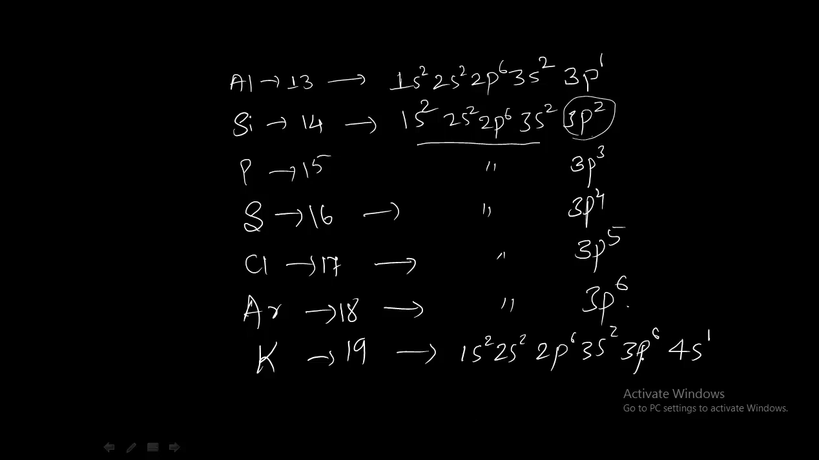Here in the third shell, another orbital is there, that is 3d. But we will not fill that 3d first. First the electron will jump to the fourth shell, and only then will it come to 3d. You have studied the Aufbau principle. According to the Aufbau principle, we have to fill the electrons.